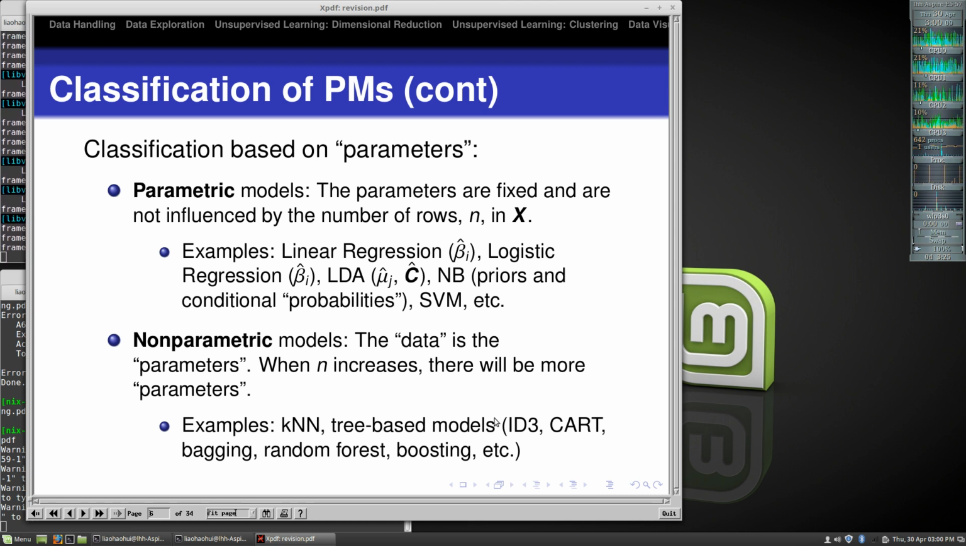For tree-based models, it's also a similar case. The more data we provide to a tree, we know that it grows to be very deep. The problem with this is that it's going to be inefficient. That's why in the end we need some kind of pruning to reduce the size of the tree. So the classification based on parameters previously is mathematical derivation.